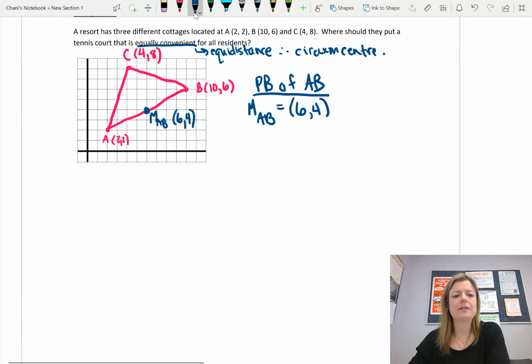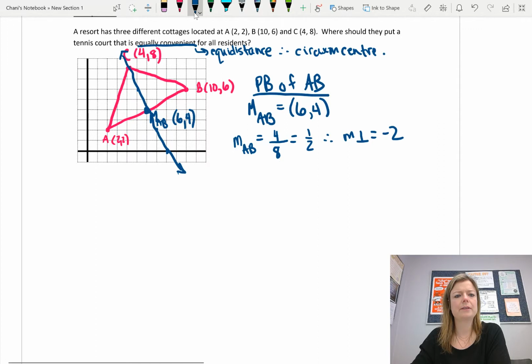Now we need to find out the slope of that perpendicular bisector, which will be perpendicular to AB. So the slope of AB is 6 minus 2, which is 4, over 10 minus 2, which is 8. So therefore, it is a half. So the slope of the perpendicular is equal to -2. This allows me to draw a good line because I can go down 2 over 1 or up 2, left 1. I can do that again just so that it's a bit more accurate. So it actually does go through that, which is fine. And you can see that, yes, that absolutely does look perpendicular.